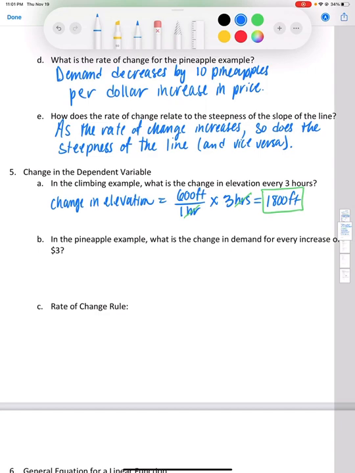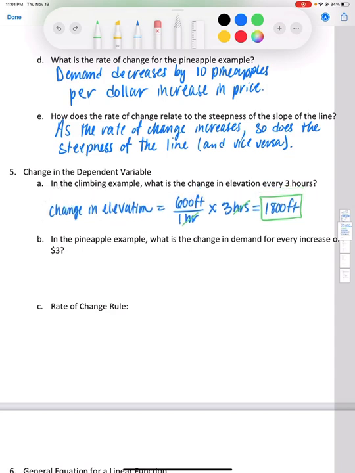So we have change in elevation. Move that down a little bit. So change in elevation, that's the rate of change. That's what they're looking for.